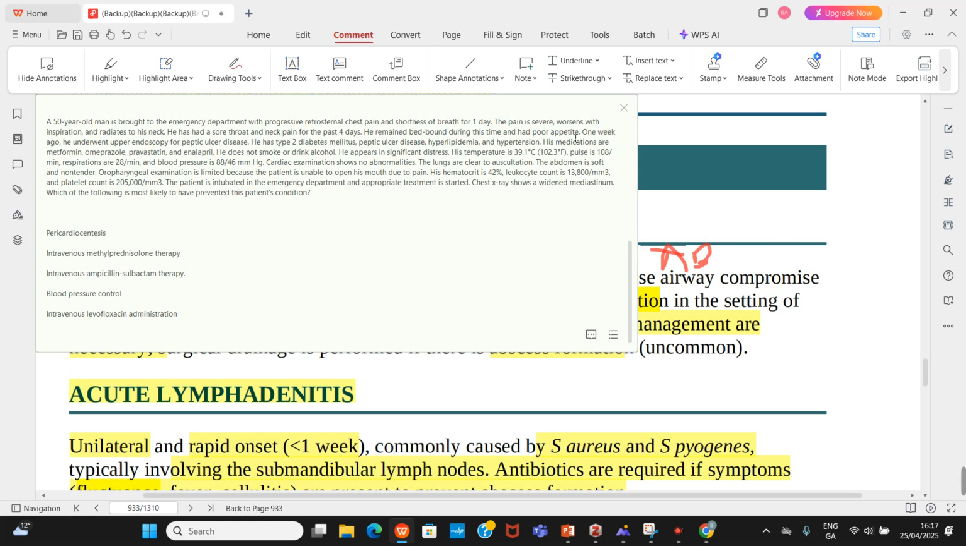Hematocrit is... 13,000. The patient is intubated in the emergency department and appropriate treatment is started. Chest X-ray showed widened mediastinum. Which of the following is the most likely treatment that would have prevented this patient's condition?